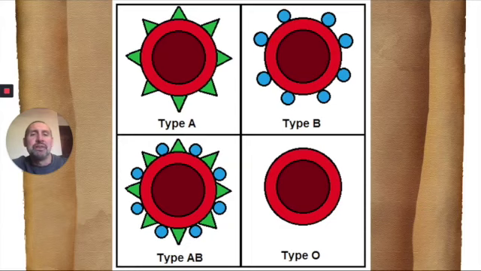So let's say we were doing some Punnett squares with blood types, what would those look like?